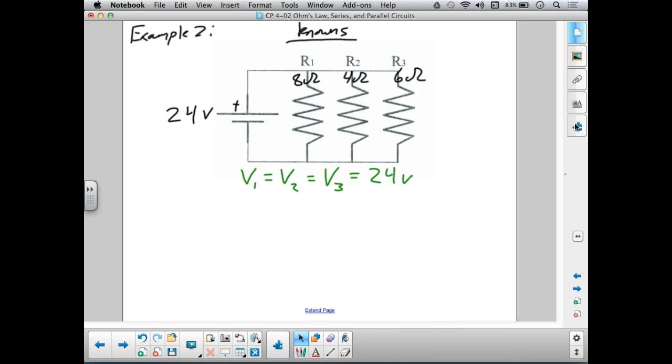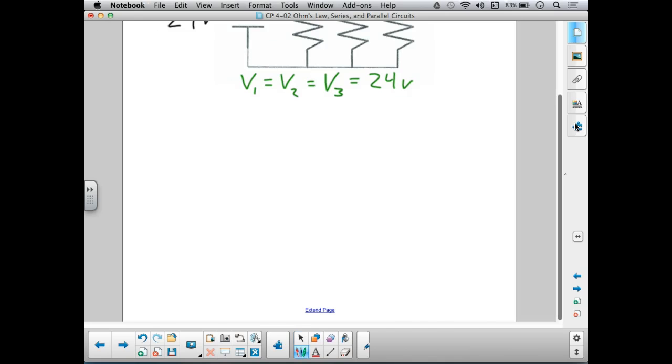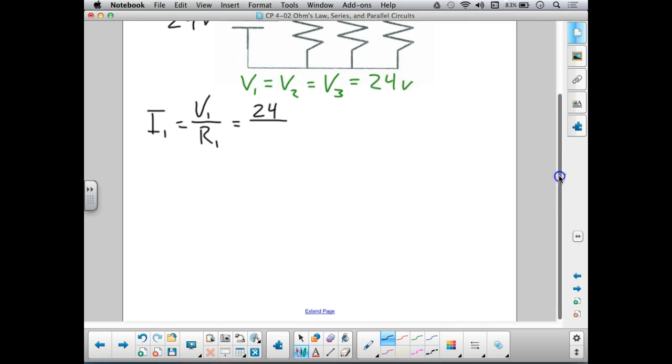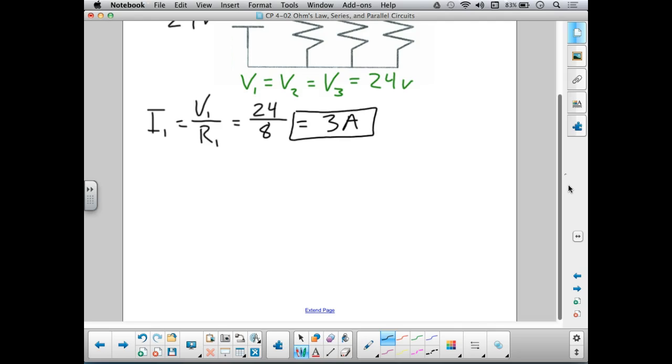Step number 2 was to use Ohm's law for each path to solve for the current through each path. Current through path number 1 is going to be equal to the voltage drop across path 1 divided by the resistance of path 1. The voltage is 24. The resistance in that first path, if I go back up to my knowns, is 8. 24 divided by 8 is 3. Units of current are amps. 3 amps of current are flowing through the first branch of the circuit.